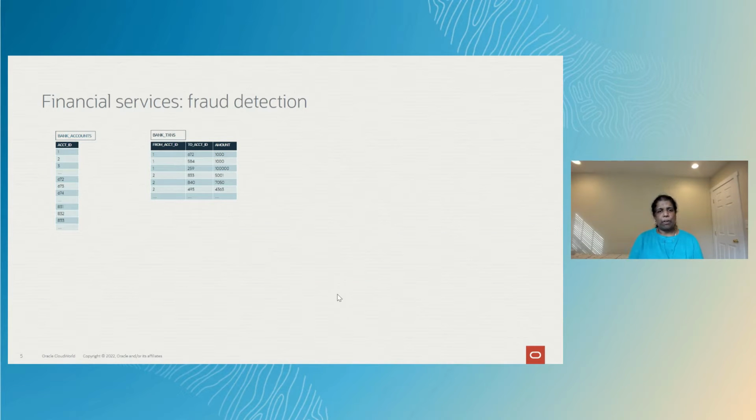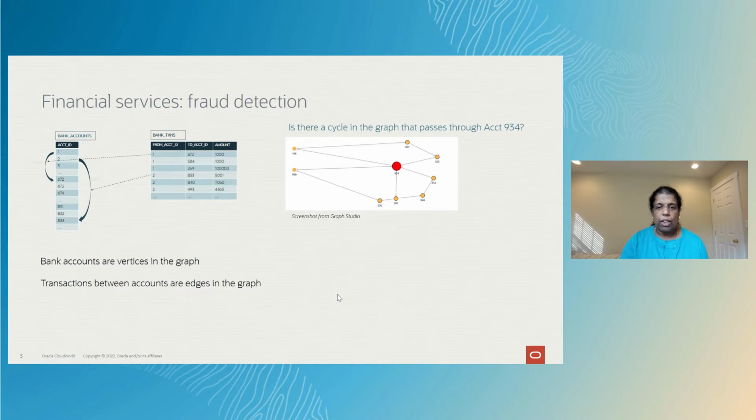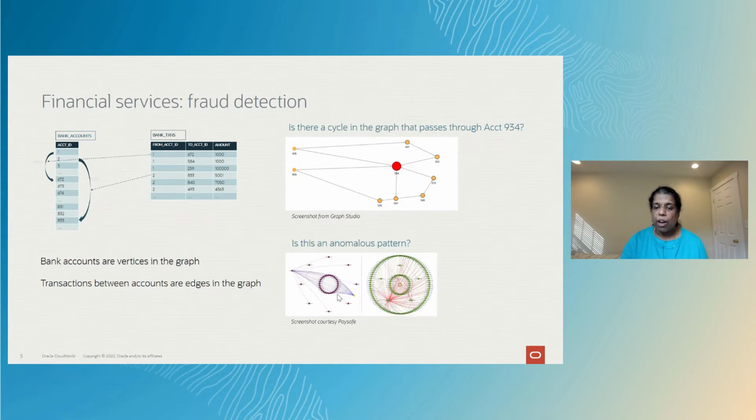So let's look closely at the financial services fraud detection example. We go back to our bank accounts table and a bank transactions table. And every time there's a cash transfer between two accounts, there's an edge. And let's look at here a screenshot from a Graph Studio product, which identifies that there are cycles. Like, is there a cycle 4 hops long that passes through account 934? And yes, there are 3 cycles that are 4 hops long that pass through account 934. And when you ask queries like this, you can uncover sophisticated patterns.